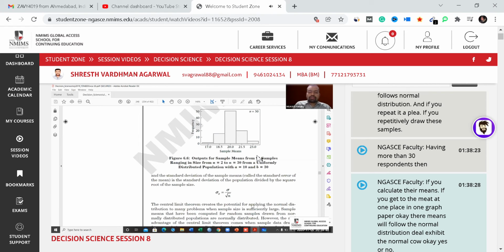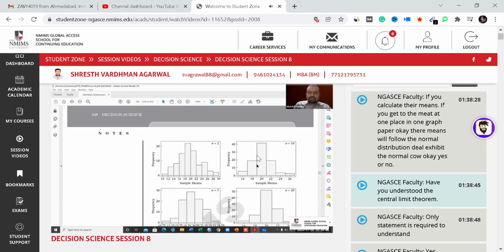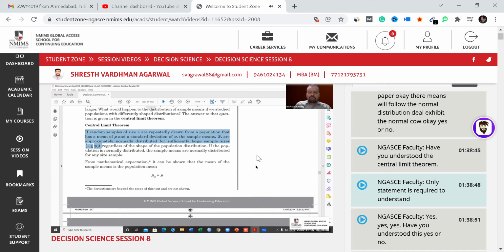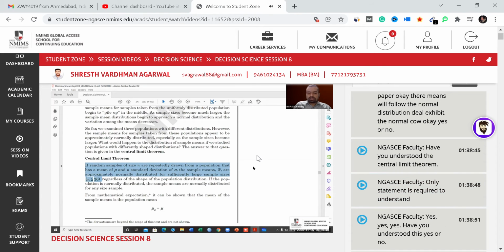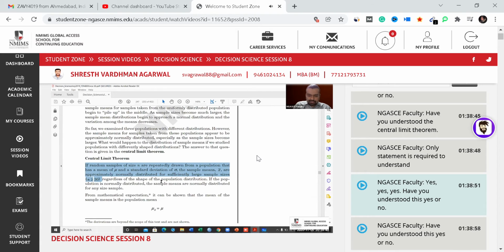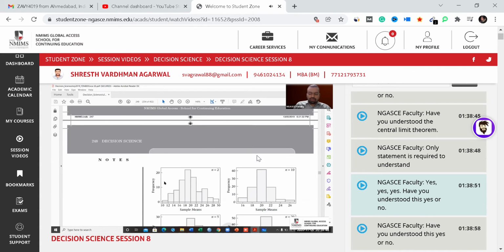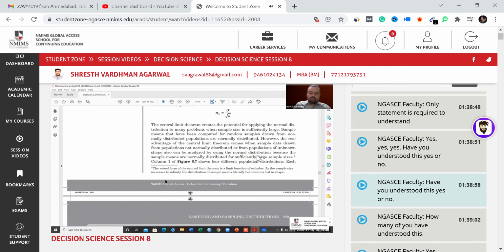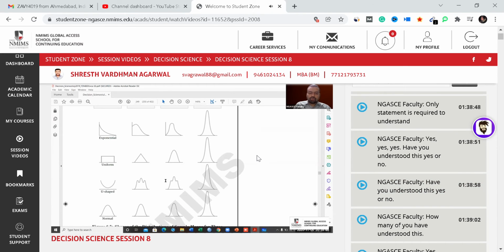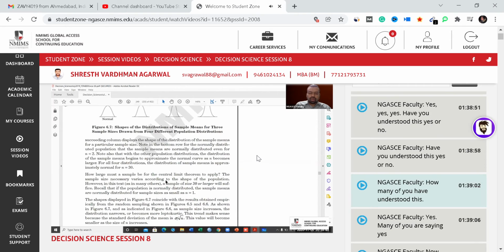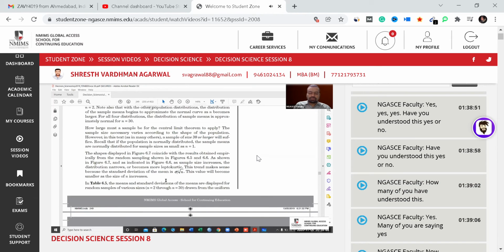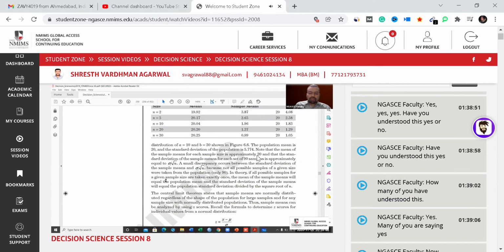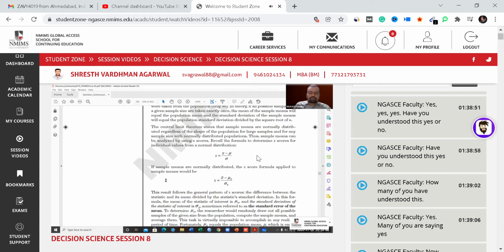Yes or no? Have you understood the central limit theorem? Only this statement is required to understand. Yes, Kamlesh. Have you understood this? Yes or no? How many of you have understood this? Yes, many of you are saying yes.